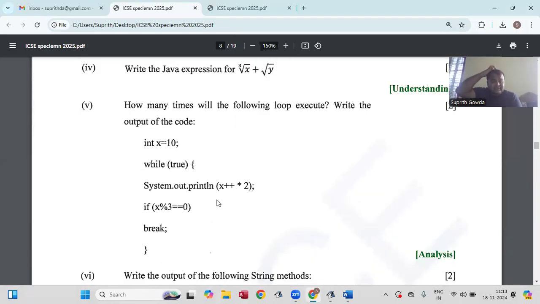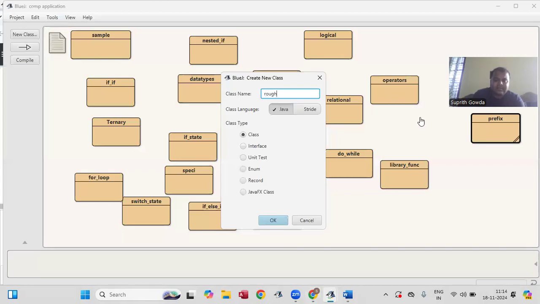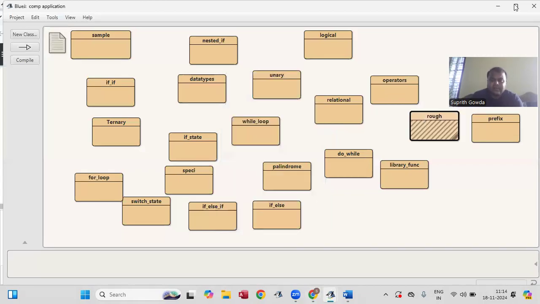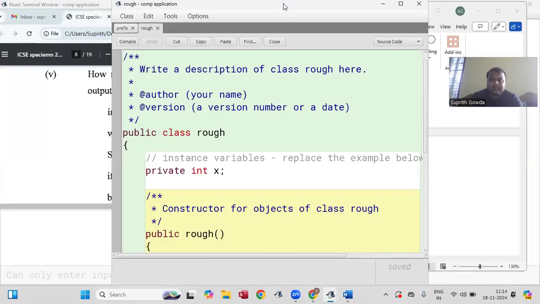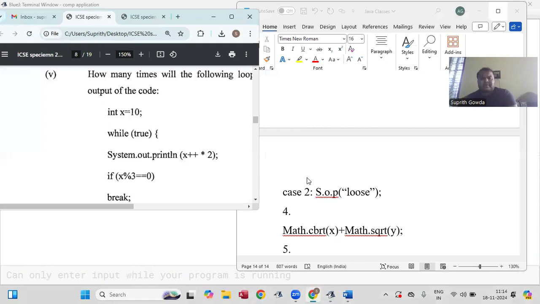How many times will the loop execute, and write the output? What is the value of x? He has given 10, while true. Which loop? This is a while loop. Okay, true. System.out.println x plus plus into 2, x modulus 3. Okay. I just want to rewrite the statement he has given. In prefix only I will copy, right? No need to type once again.